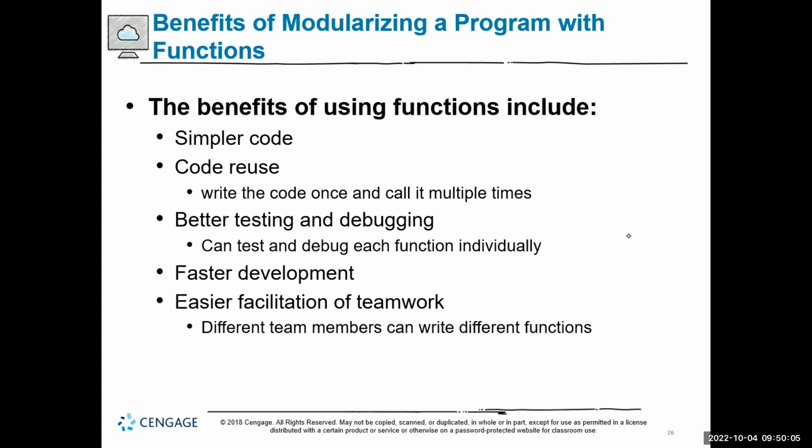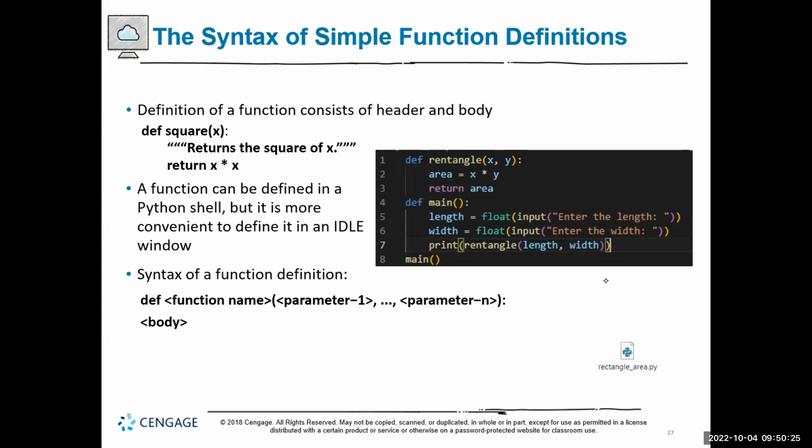And faster development, you can do it in parallel, right? Think about if you have a complex program, you have to do it in sequence order. But now you break it down into modules, you can assign one team to a specific module here. And easier facilitation of teamwork. Different teams can write different functions here. So that is a very simple definition of the function here, right?